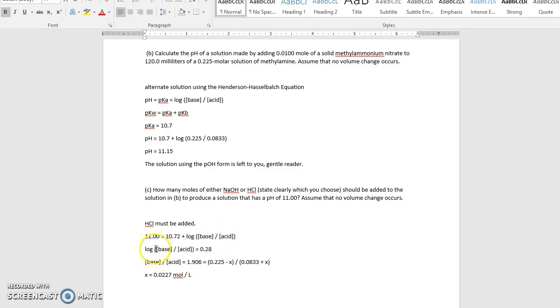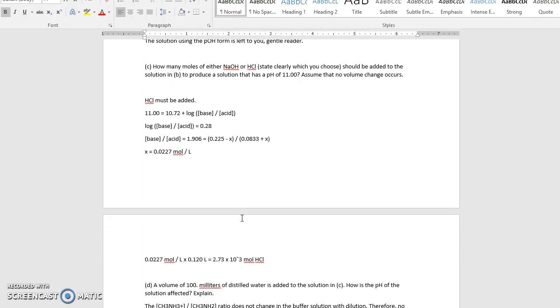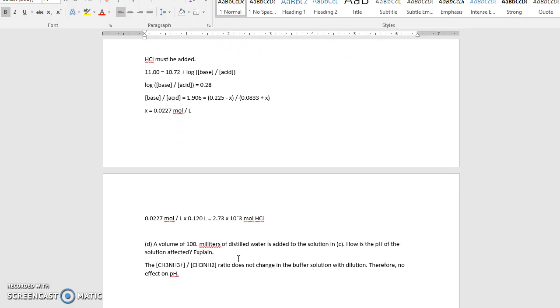And then you can find out the log of the base over the acid equals 0.28, and therefore you can plug it back into the expression that you had earlier to find that it would need to be 0.0227 molar as the concentration of the acid, and then divide that by the 0.12 liters that you were given, and then you would need 2.73 times 10 to the negative third moles of HCl to get the pH to drop to that 11 mark.